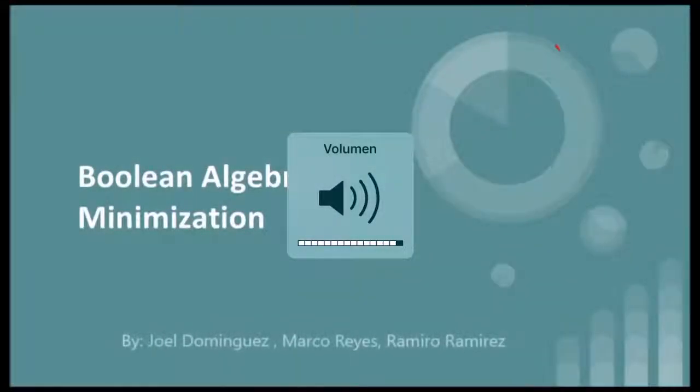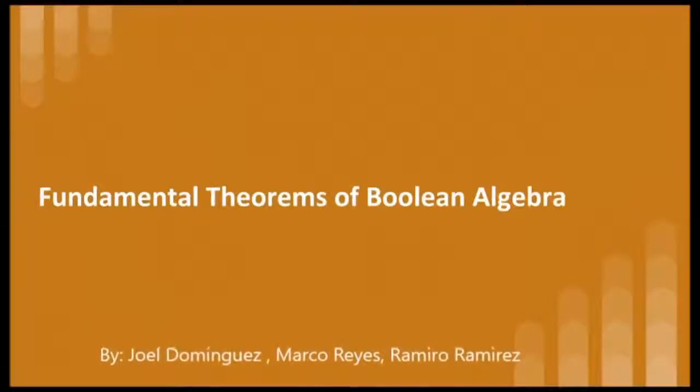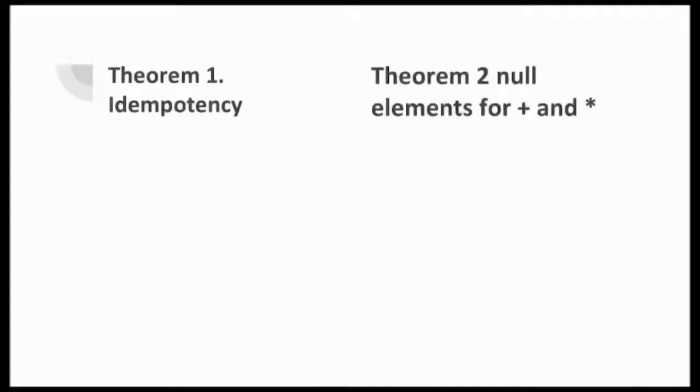Boolean algebra minimization. For this topic, we are going to learn about fundamental theorems of Boolean algebra. Theorem number 1. It is called idempotency. This theorem tells us that a variable added or multiplied n number of times by itself will always result in the same variable. That is, if we have a variable a added to itself is equal to a, and if we have a variable a multiplied by itself is equal to a.